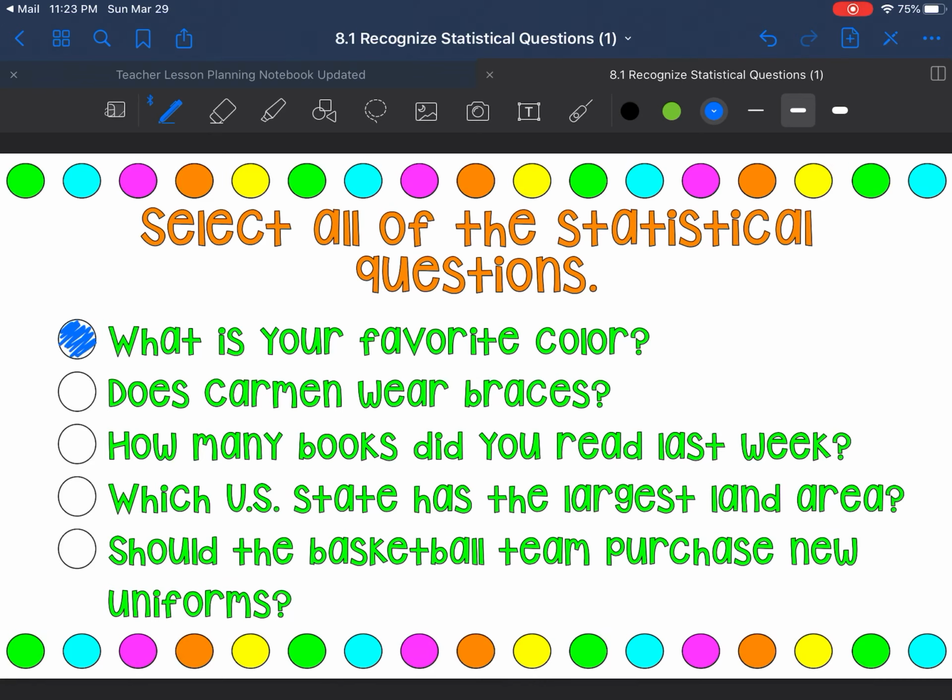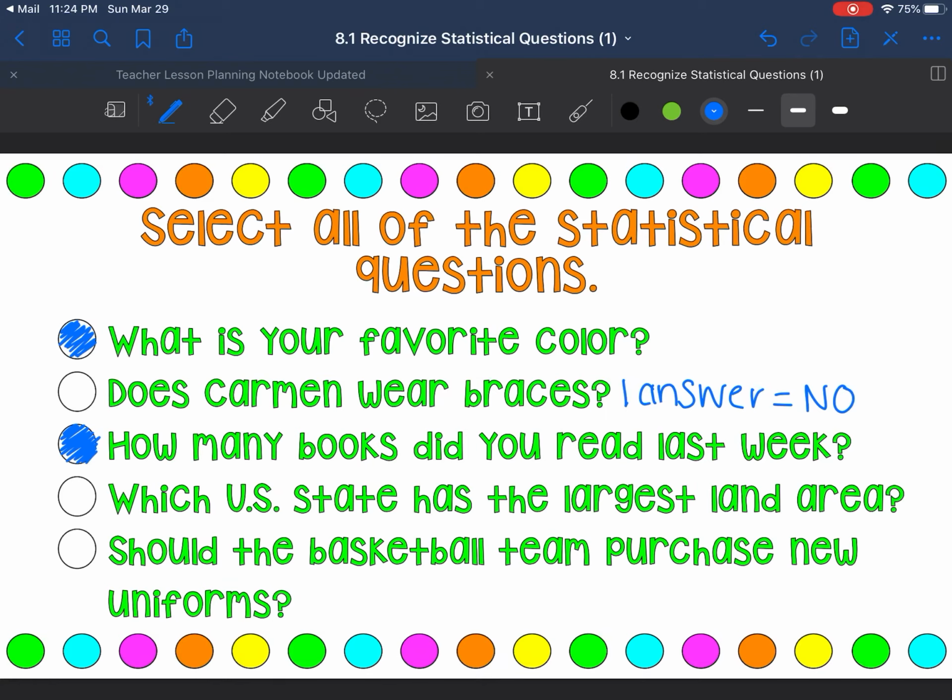All right. Does Carmen wear braces? There's only one answer to that, right? It's either yes, she wears braces, or no, she doesn't. So one answer means no. So that is not statistical. All right. So let's see. How many books did you read last week? Well, you can get a lot of different answers, right? One person may read zero. One person may have read three. One may have read one. A lot of different answers. So, a lot of different answers means statistical.